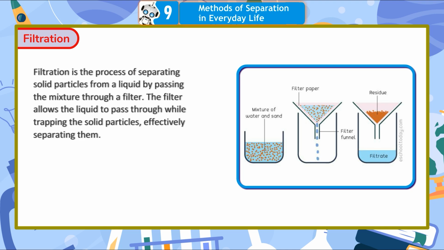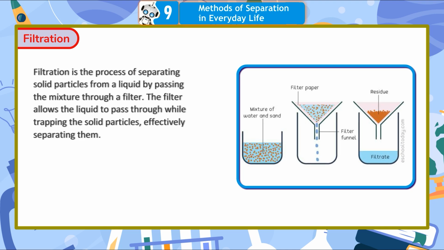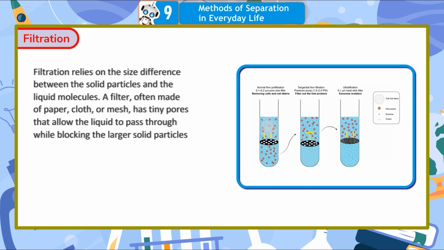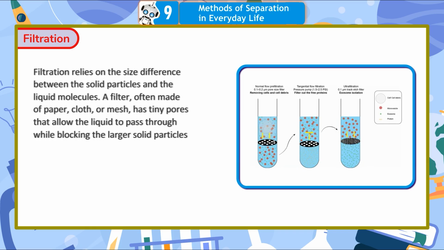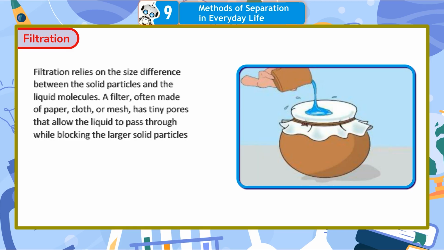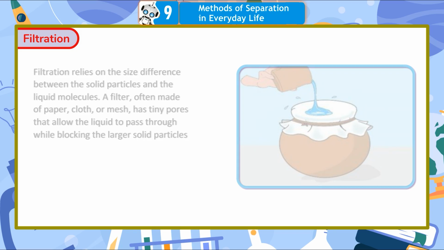Filtration. Filtration is the process of separating solid particles from a liquid by passing the mixture through a filter. The filter allows the liquid to pass through while trapping the solid particles, effectively separating them. Filtration relies on the size difference between the solid particles and the liquid molecules. A filter, often made of paper, cloth, or mesh, has tiny pores that allow the liquid to pass through while blocking the larger solid particles.